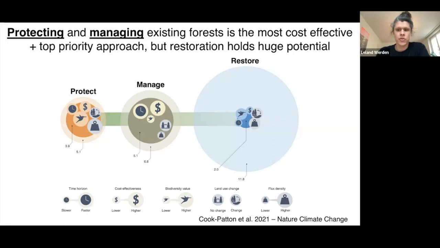However, the outer circles, the unshaded ones, essentially represent the potential for climate mitigation with the actual approach. So while it's very expensive to do restoration, there is tremendous capacity to draw down CO2 and reduce the impacts of climate change. But first, we just need to make sure that we're prioritizing protection and management before we think about doing any type of restoration.